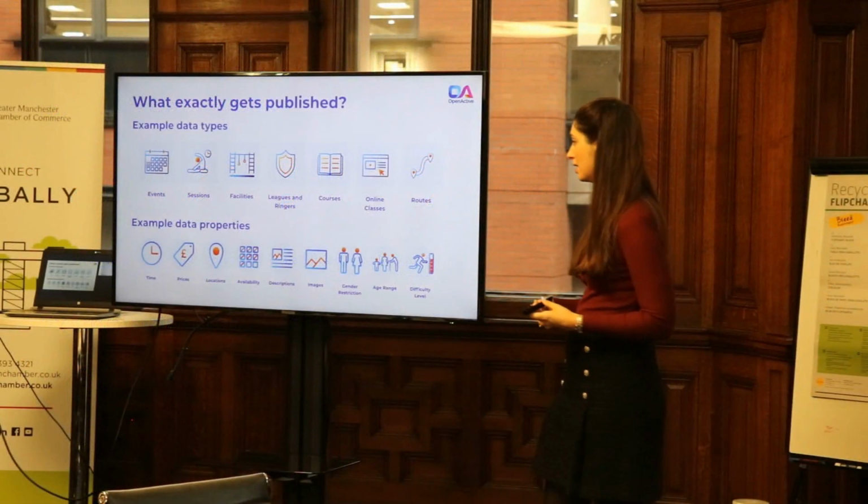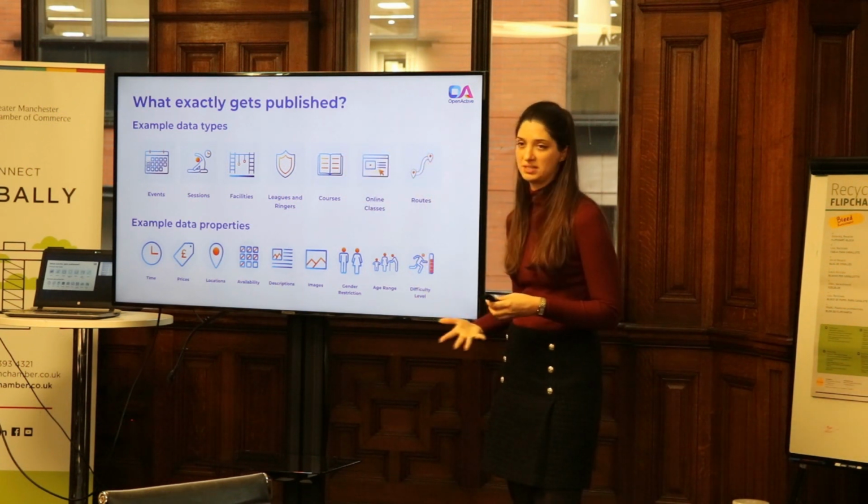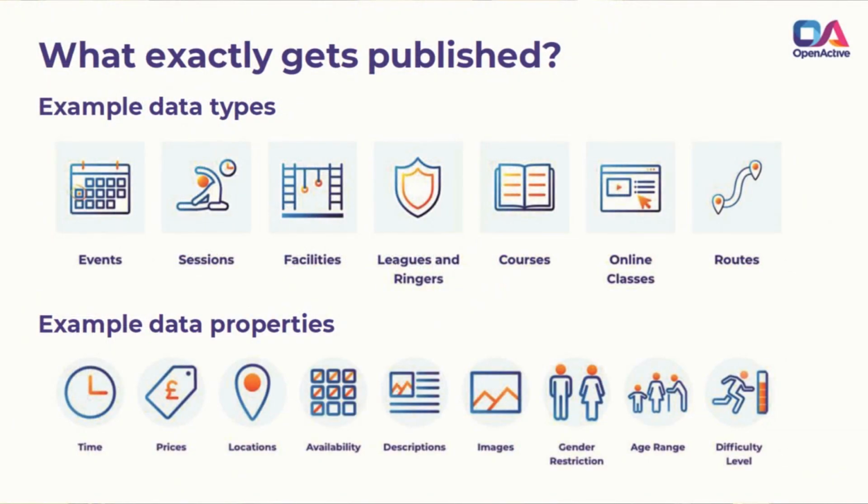And within each of those data types, there are different data properties that are available. So the time of a session, the price, the location, how much availability is left, a nice description so I can figure out more about what this session is. Images to help me decide if this is right for me or to help inspire me to do something. Gender restrictions, age ranges, difficulty levels. This is not an exhaustive list on the screen, but these are examples.